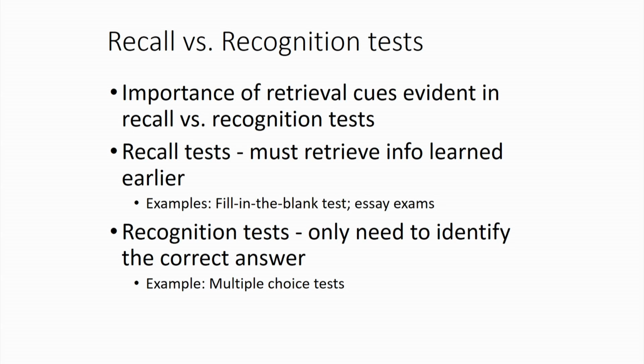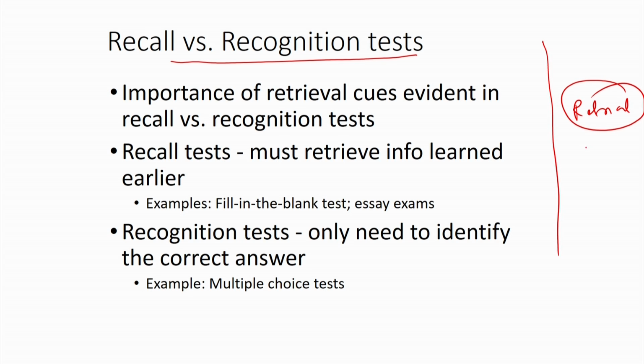Now with the retrieval cue, there are two things to look at. One is called recall and the other is called recognition. There are two retrieval types from long term memory. We will discuss retrieval and recall in detail in the upcoming lectures, but for now let us look into it. So the importance of the retrieval cue is evident from recall versus recognition, and what is the difference?